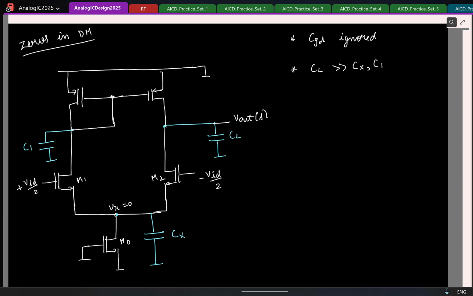So already I made two assumptions. If I make a third assumption that R0 of the NMOS transistors is infinity, then although this is asymmetrical, I can argue that my this common source node will be 0 for small signals. Okay.